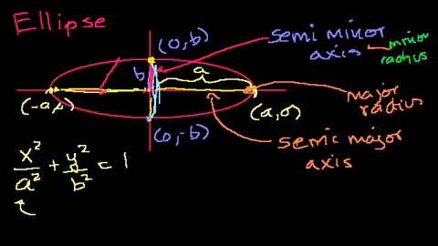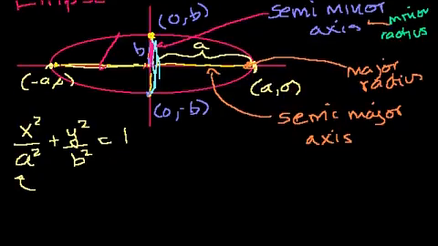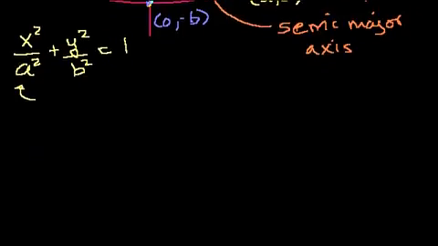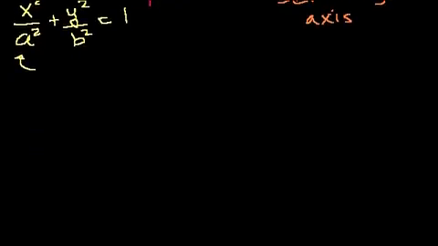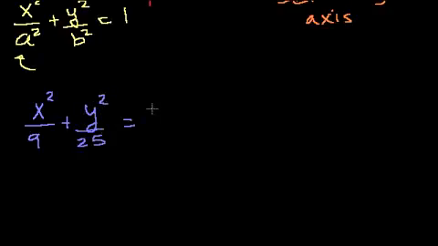So let's just do an example, and I think when I do an example with actual numbers, it'll make it all a little bit clearer. So let's say I were to show up at your door with the following: x squared over 9 plus y squared over 25 is equal to 1. So what is your radius in the x direction?